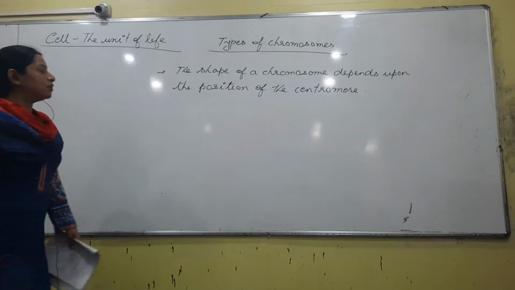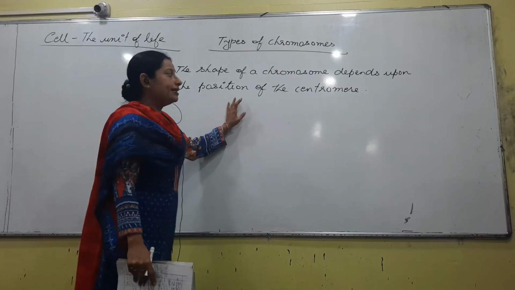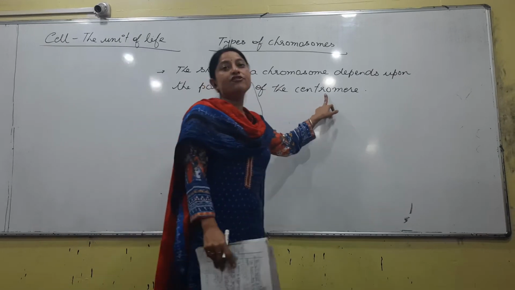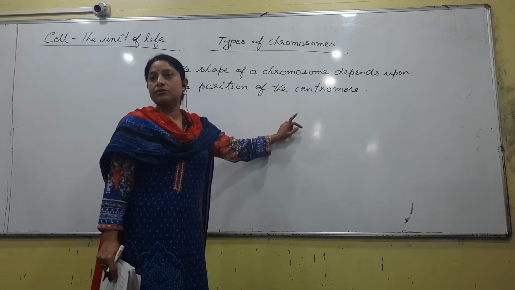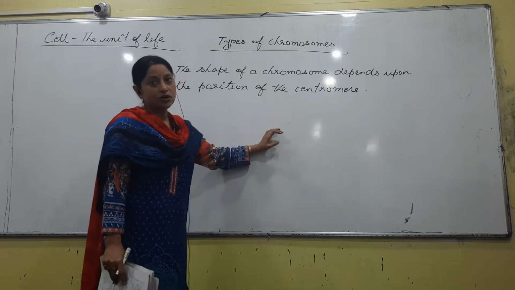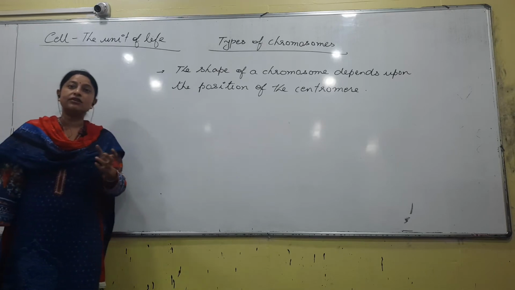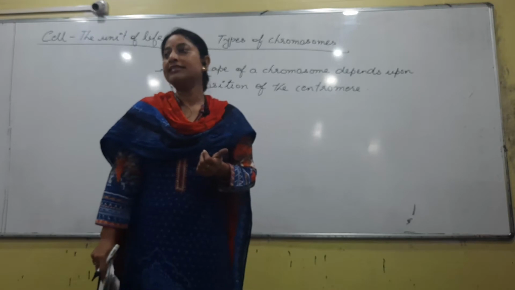Okay, so we are going to talk about the shape of a chromosome, and according to the shape, there are different names that are given to the chromosomes, right? I think you remember what a centromere is. When we talk about a chromosome, a chromosome has two identical halves, or two arms. They are called chromatids, and both the chromatids of a chromosome remain attached at a point, and that point is called the centromere.